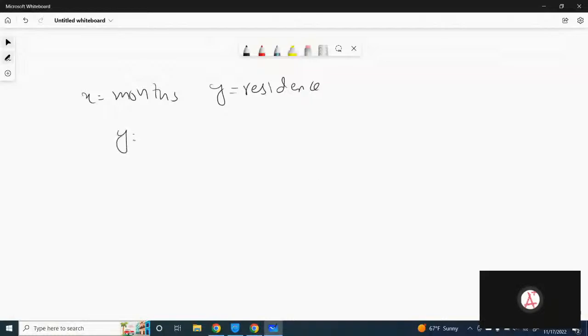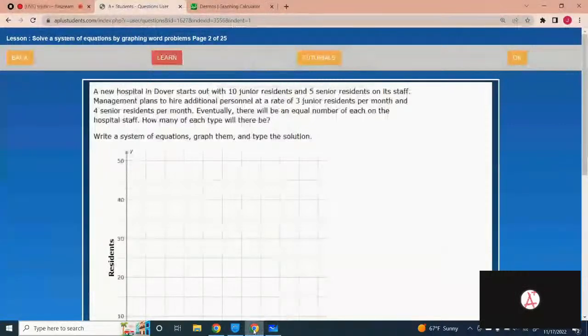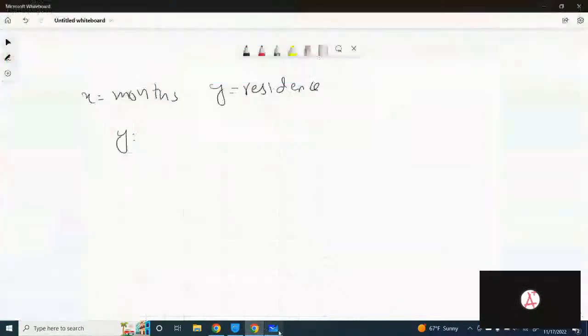So the equations are: a hospital in Dover starts out with 10 junior residents and 5 senior residents on staff. So the equation number 1 is y equals 3x plus 10, and the second equation is y equals 4x plus 5.